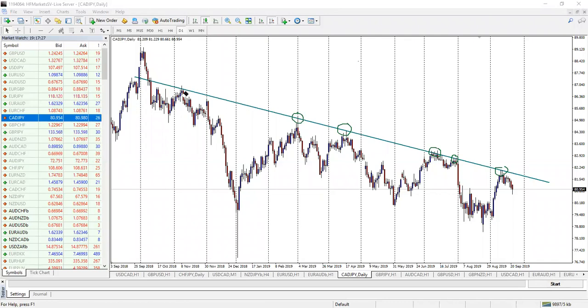If you take a closer look at this one, you can see before this movement, let me take this one. Before this movement, if you look closely, you can see this candlestick here. It is a pin bar, which is a reversal candlestick pattern forming just at the dynamic resistance.